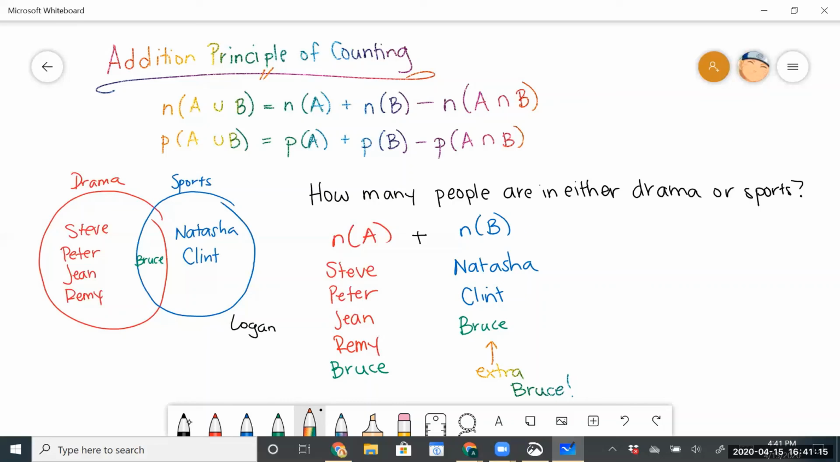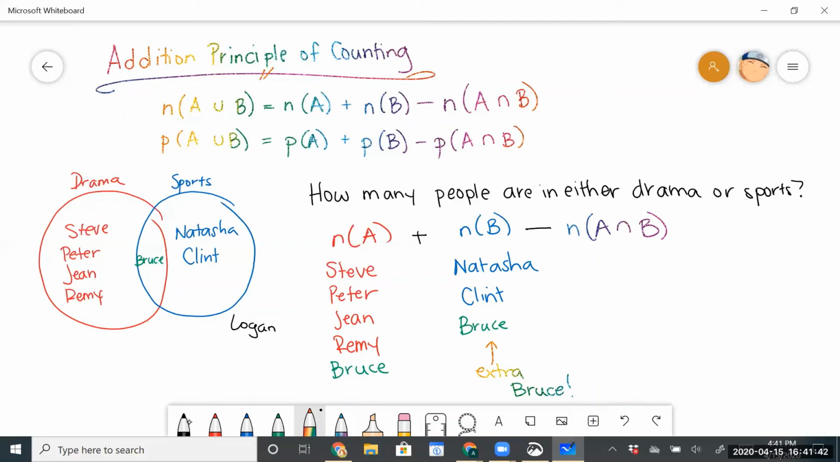And that answers the question of why it's important to have this minus the number of A and B. That's why it's important to have that minus sign there, the number of people in both groups, because it's going to take care of the extra Bruce.